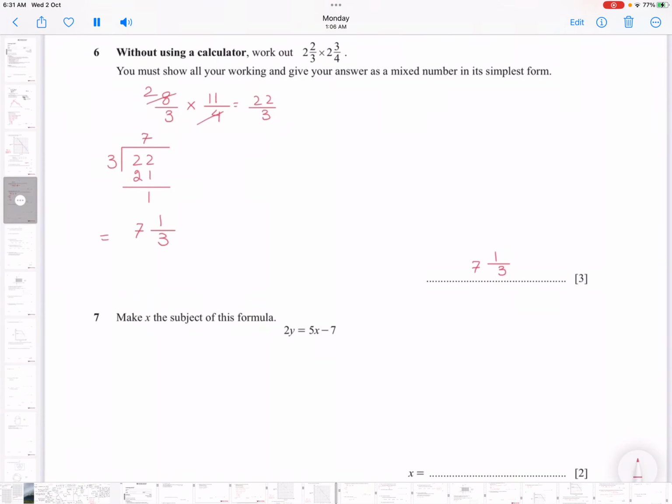Make x the subject of the formula. So you send y on the other side of the equals sign, which is equal to 5x. Now 5 will divide 2y plus 7. So this is your x which has been isolated.